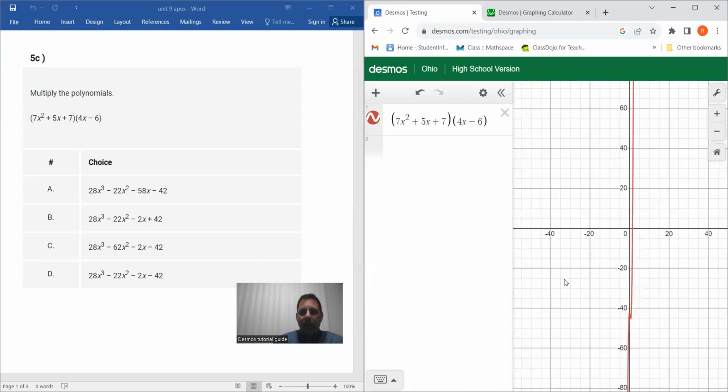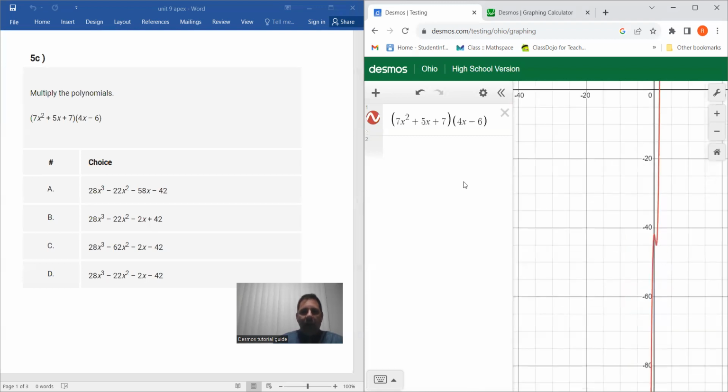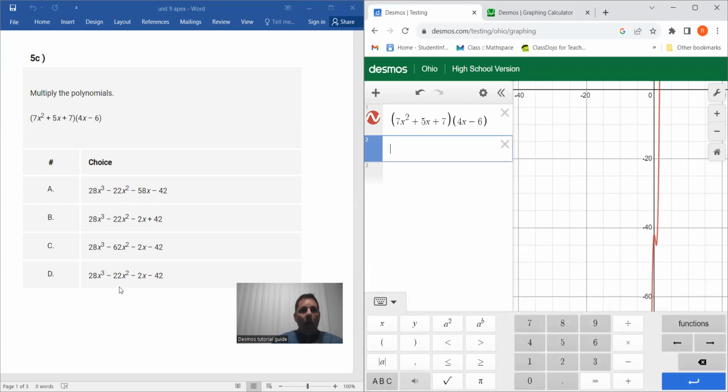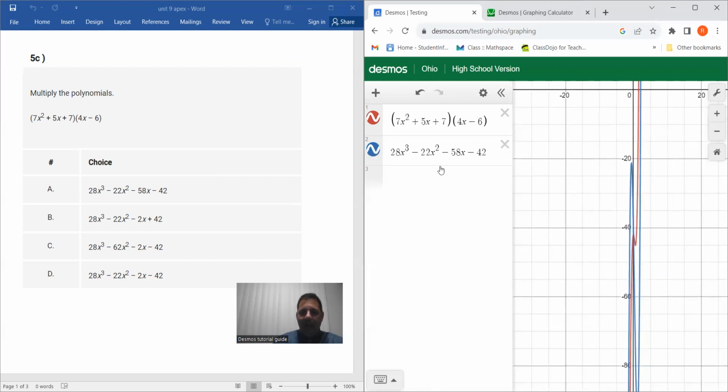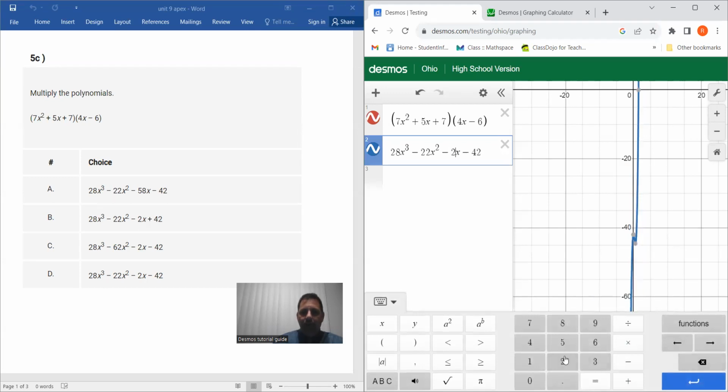So you see here we're getting some sort of very weird graph, sort of does a little wiggle woggle there. But again, all we're doing is we're looking for which one of these choices is going to match my graph perfectly. So we'll go 28x to the 3rd power minus 22x squared minus 58x minus 42. And they're not the same. Again, I'm going to try to be efficient here. Choice B is almost the same. It's just the 58 is a 2, and the 42 turned to a plus.